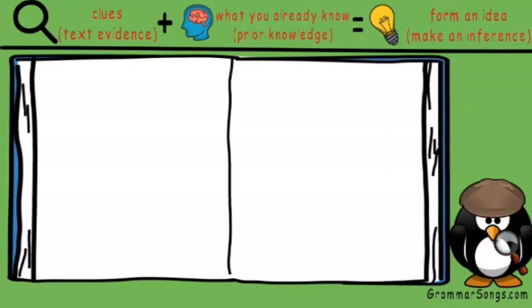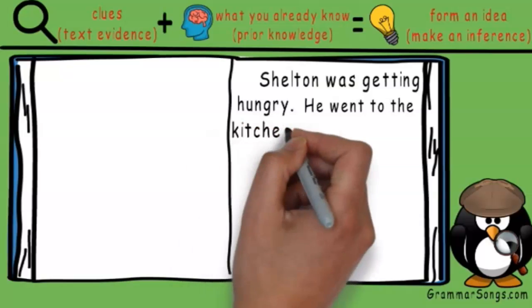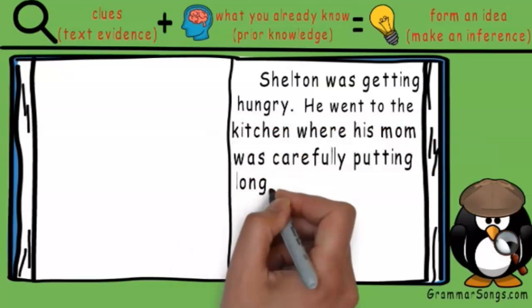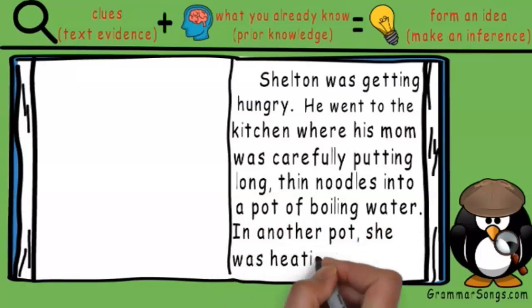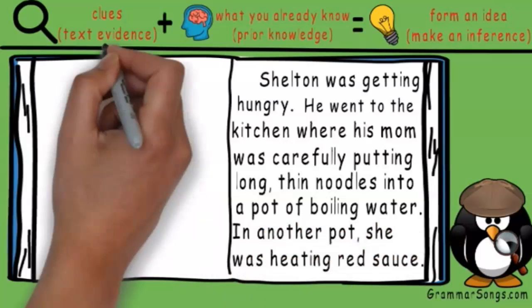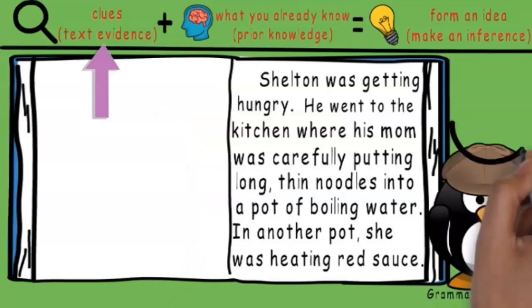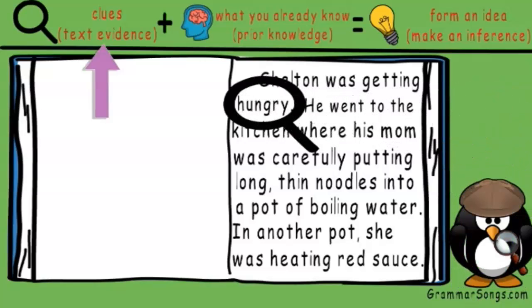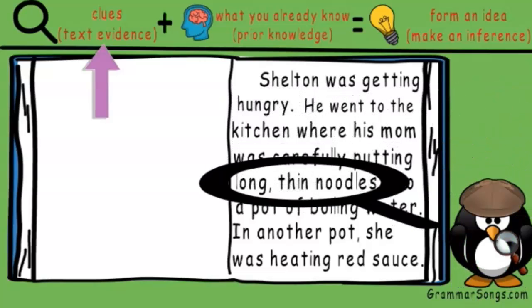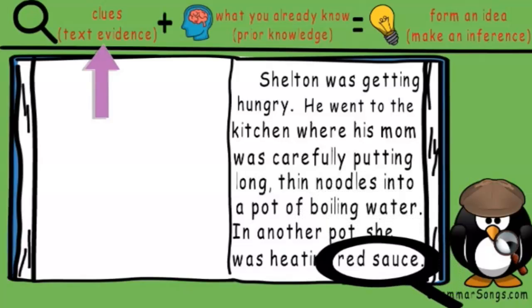Let's read a short story and look for clues to make an inference. Shelton was getting hungry. He went to the kitchen where his mom was carefully putting long, thin noodles into a pot of boiling water. In another pot, she was heating red sauce. First, we need to look for clues in the text. What clues do you see? Well, Shelton was hungry. His mother put long, thin noodles in boiling water and heated a red sauce.